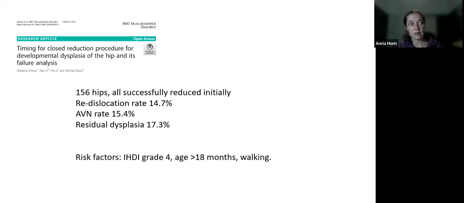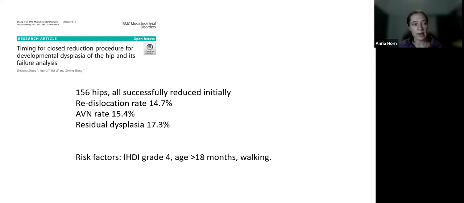And this is just another study looking at the closed reductions: redislocation in 14%, AVN 15%, residual dysplasia 17%. So it's not great, and this is also what you should counsel your patients about. You can do this. There's an 80% chance that you'll avoid the need for surgery, but that's still a 20% chance that you will still have to operate, and there's even more time in the spica, etc. But it's worth a shot.